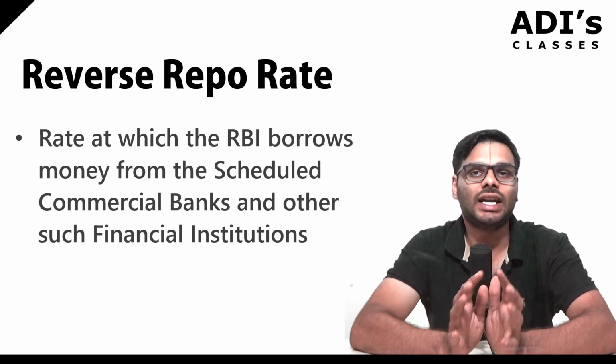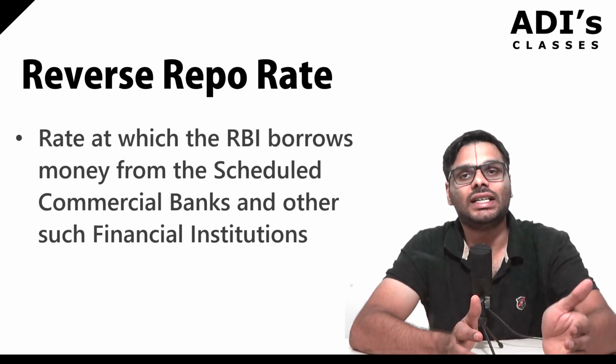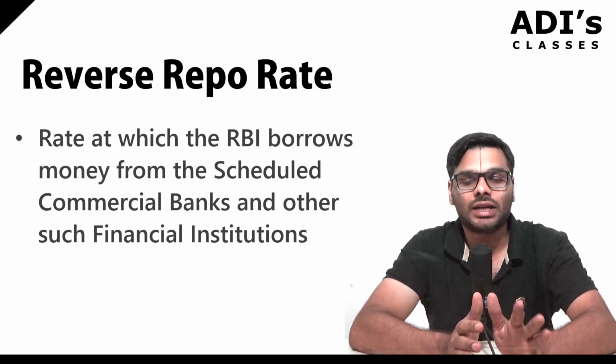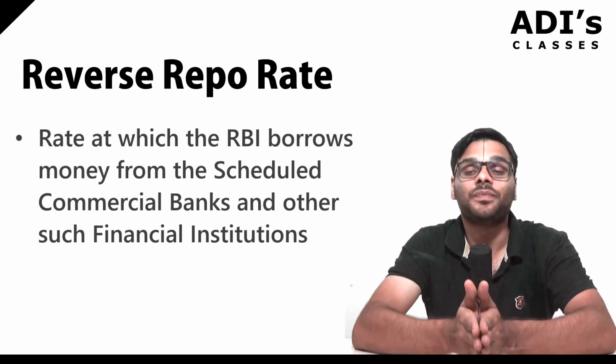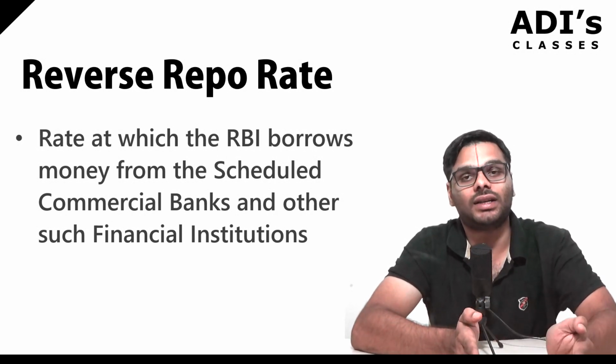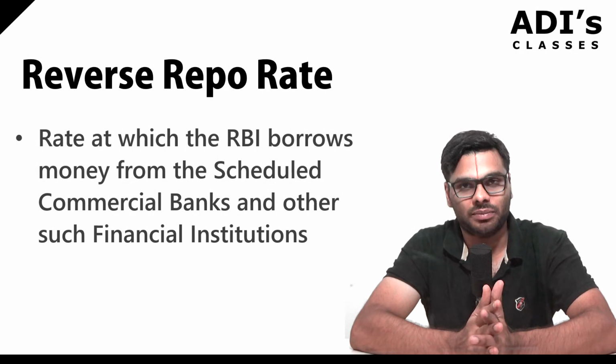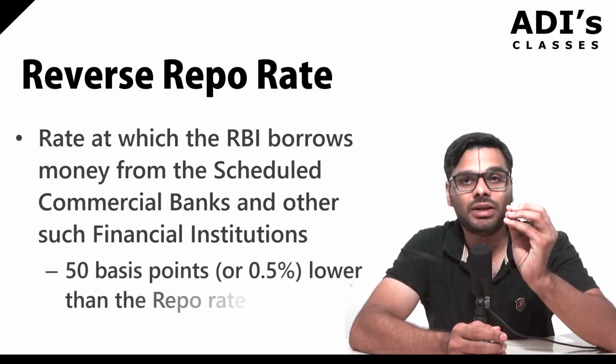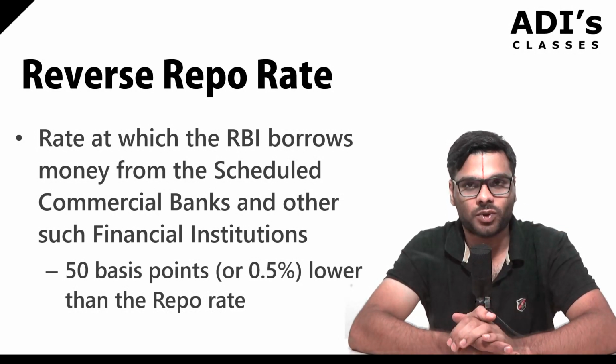So, reverse repo rate is the rate at which the scheduled commercial banks park their money with RBI. I hope this is clear and that there is no confusion. Repo rate is the rate at which the scheduled commercial banks borrow from the RBI. Reverse repo rate is the rate at which the banks park their money with the RBI. Reverse repo rate is generally 50 basis points lower than the repo rate.